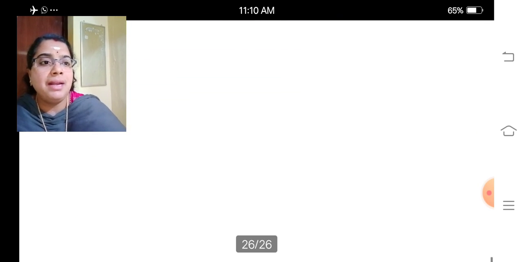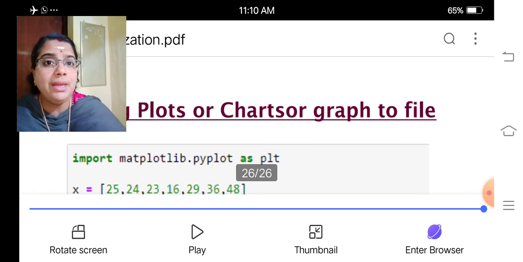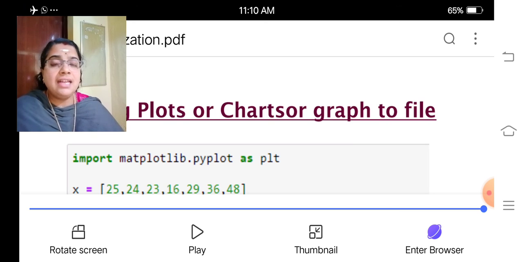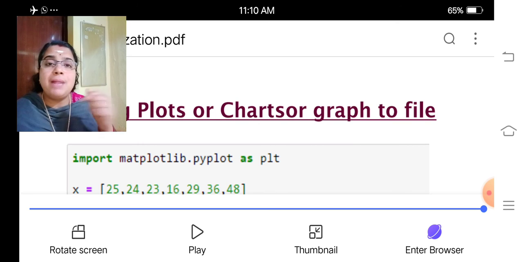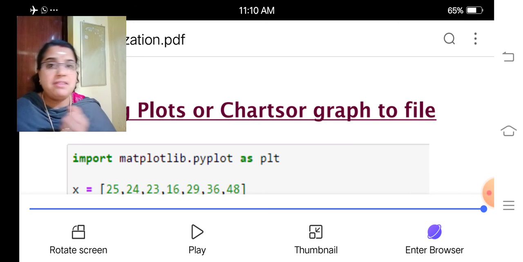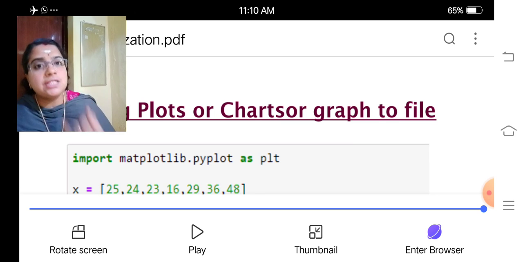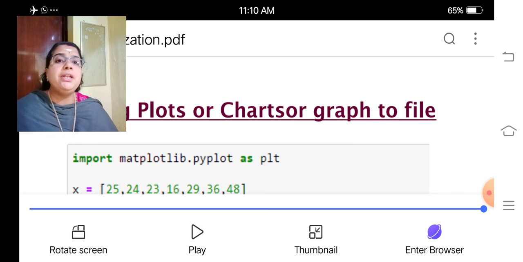So my dear children, look at how easy it is. We can draw a figure, that is, we can draw a chart, and it may be in different shapes like line, bar graph, multiple bar graphs, multiple line graphs, and pie graphs, then histogram. All these can also be saved into a particular file in the format of PDF.